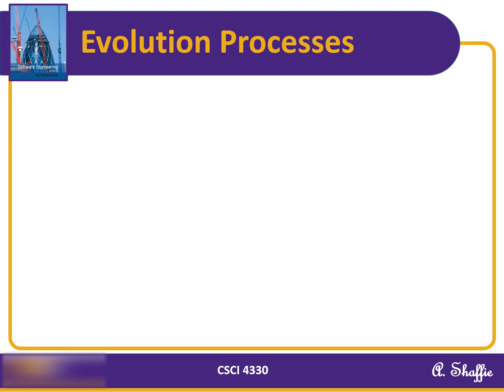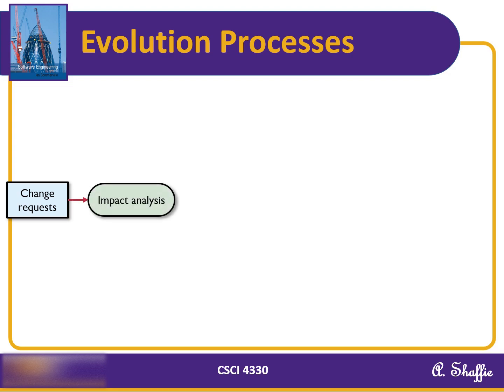Let's talk in detail about the software evolution process, which consists of mainly four activities. The process is evoked by a change request. Then, the first activity, which is impact analysis, starts by assessing the cost and the impact of these changes to see how much of the system is affected by the change and how much it might cost to implement the change. If the proposed changes are accepted, a new release of the system is planned.